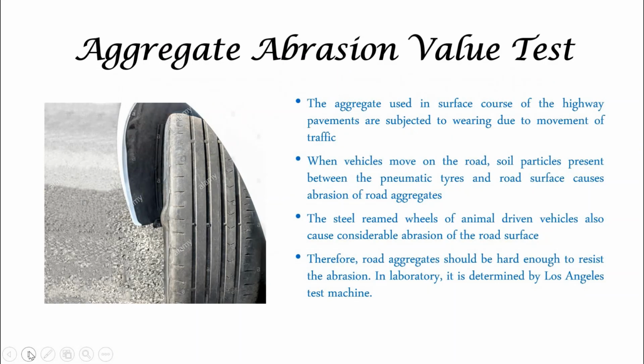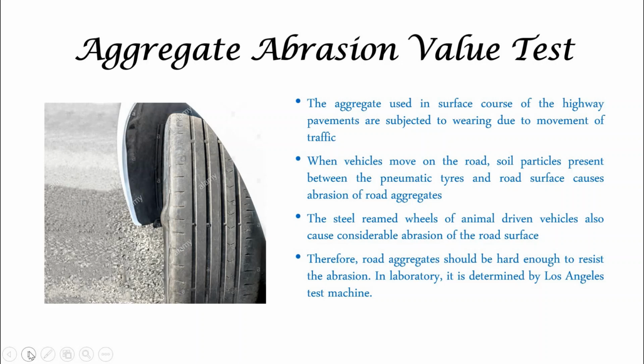Okay, so what is aggregate abrasion value? Abrasion is the property of aggregate which undergoes wear and tear due to the movement of traffic on the road. When vehicles move on the road, soil particles present between the tires and the road surface cause abrasion of road aggregate. And in this test, we use steel balls in order to create the same amount of wear and tear that may occur in our road surface.